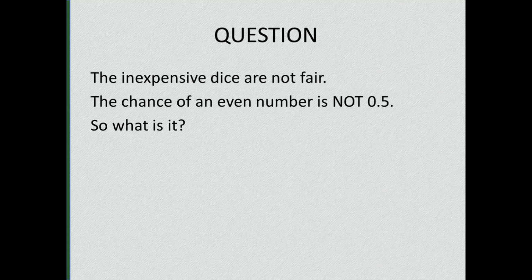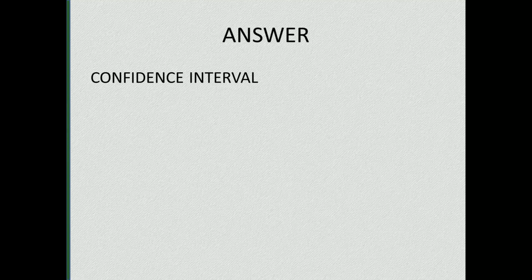The dice are not fair. The chance of an even number is not 50-50. So what is it? What is the chance of getting an even number from these inexpensive dice? Because we know it's not 50-50. The answer to that question is, in some sense, we don't know. We don't know exactly what it is. But we can make an intelligent guess based upon our data. That guess is a confidence interval.